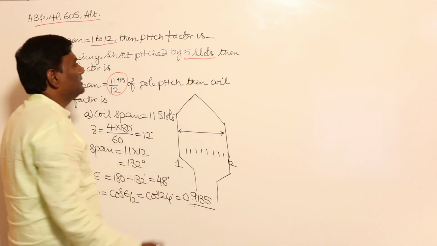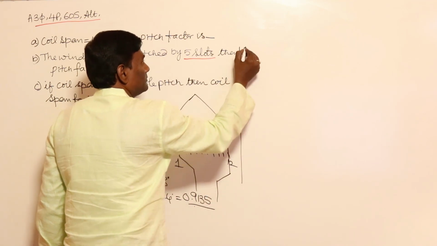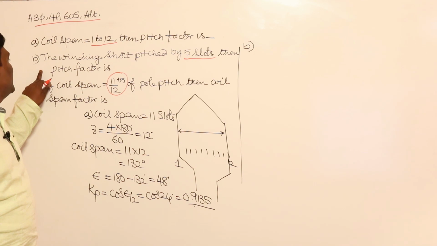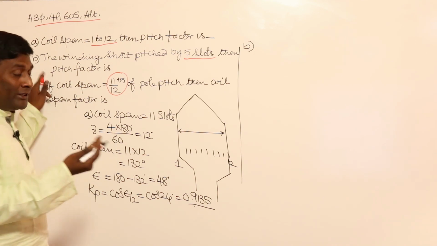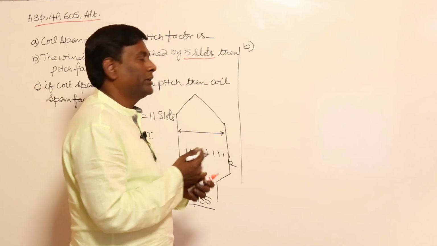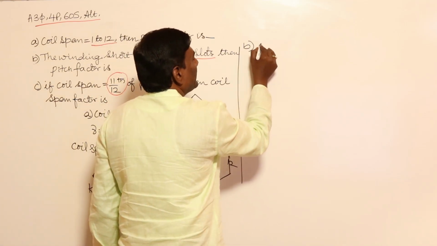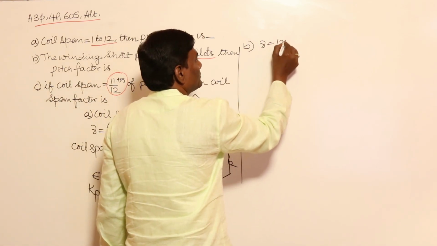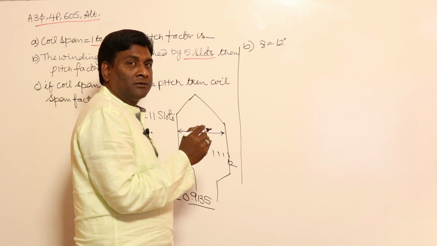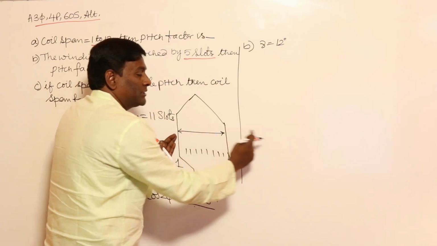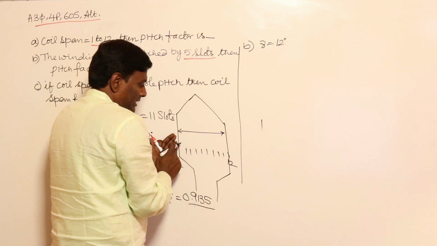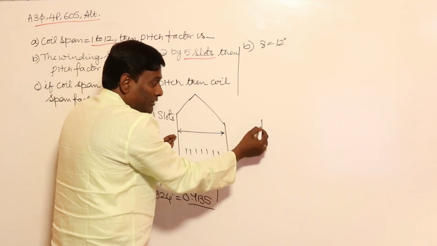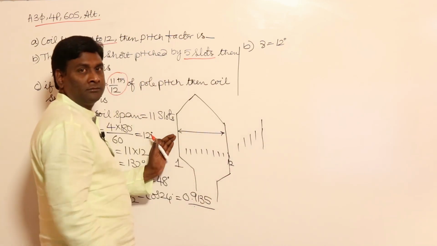Okay, now let me take the second problem. In second problem, the winding is short pitched by 5 slots, then pitch factor is. Okay, so it is short pitched by 5 slots. Short pitched by 5 slots in the sense each slot angle is how much? Already we calculated previously, it is 12 degrees. Short pitched by 5 slots means for example full pitch, and this is full pitch from here A to A dash.